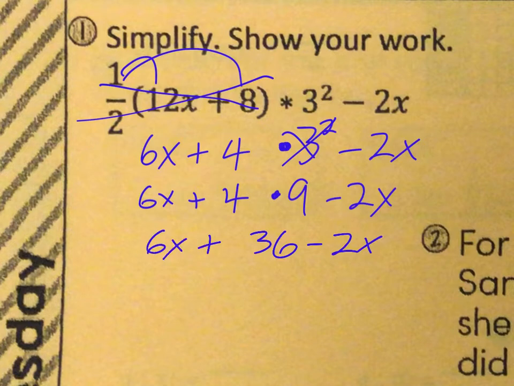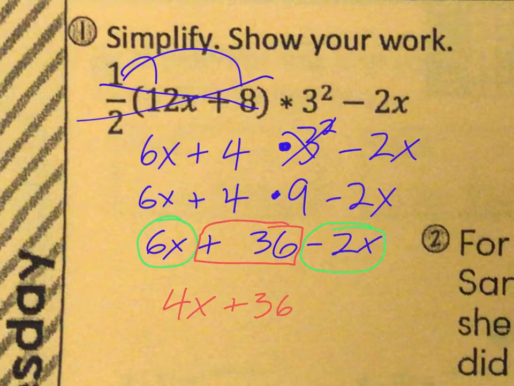And now we're on the addition and subtraction part, and we are looking for like terms. So the 6x can go with this negative 2x, and then we have this plus 36 that is by itself. So 6x minus 2x is 4x, and then we have plus 36. So there you go. That's the answer to that first one, 4x plus 36.